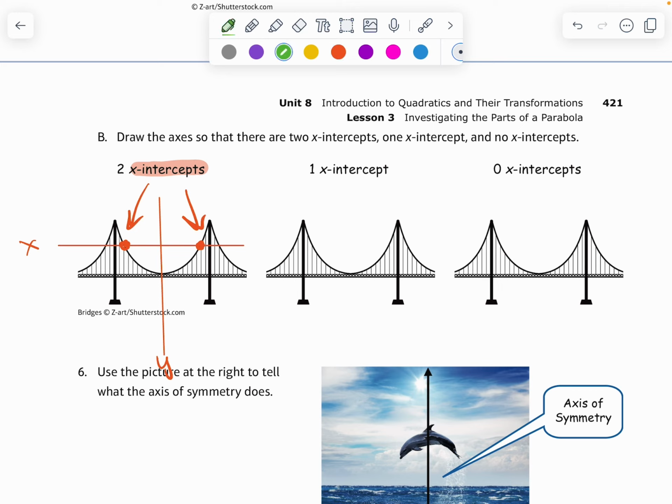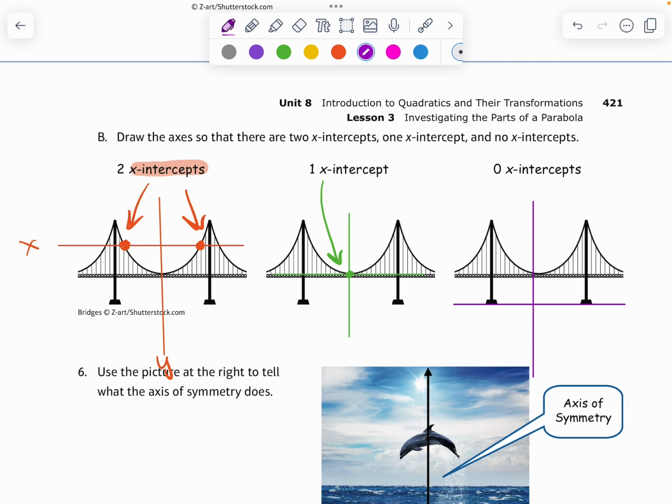Where would you need to put it for 1 intercept and 0? All right, if you put it right here and here, look. Okay, that's a little off. Let me try. That's a little better. Look, there's 1 x-intercept. And then if you wanted none, well, then I would put maybe the x-axis down there.